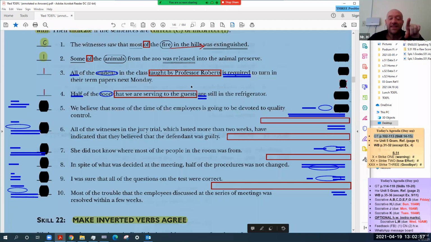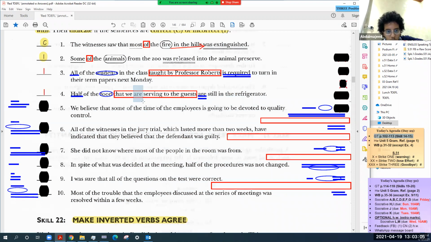So I think you changed this one, didn't you? No, I didn't change it at all. You didn't change it? No. Should we change it, or is this one okay? I think it's okay. Yeah. Are. The second are. We are serving. This is correct. This part is correct. The problem is here. Right? All right. How about number 5?